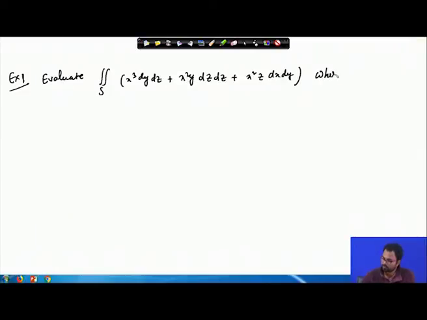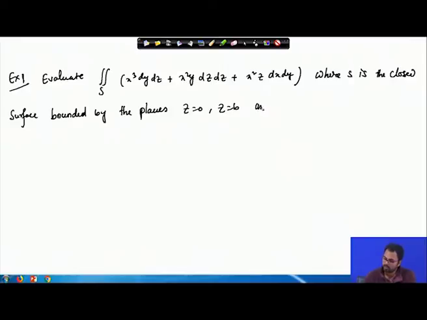where S is the closed surface bounded by the planes z equals 0, z equals b, and x square plus y square equals a square. So, basically we have a cylinder. So, here the given surface integral is this one.